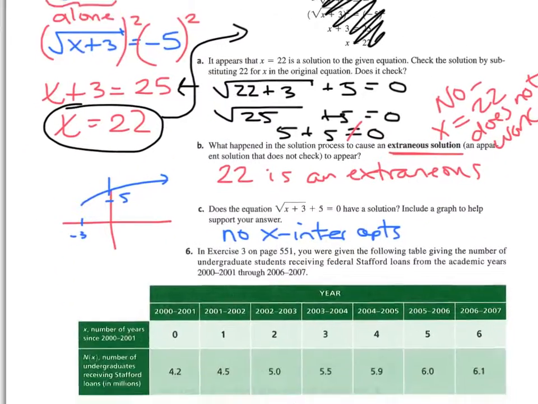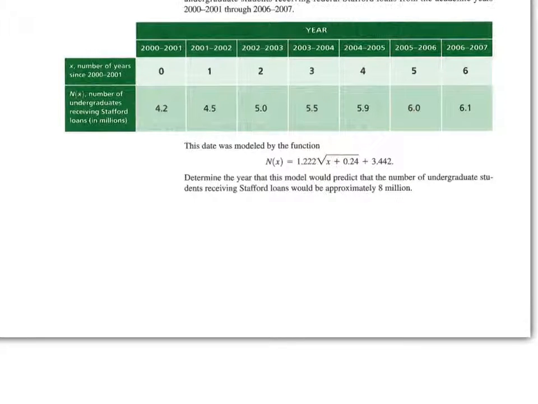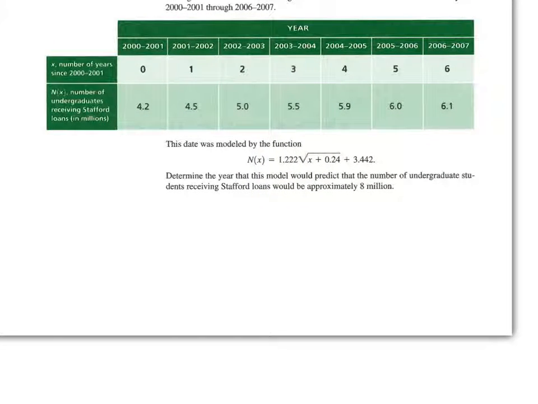Okay, so let's look at number 6 and do one of these with some decimals in here. They're giving us a table for the years since 2001 and the number of undergraduates receiving loans. Okay, they're giving us the actual model right here, so all we really have to do is use that. We could do regression on that table and get that function, but they gave it to us. So determine the year that this model would predict that the number of undergraduates is approximately 8 million.